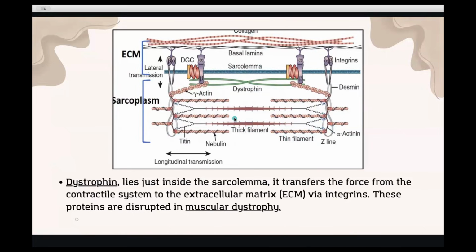I don't want you to overwhelm yourself with the complexity of this cell. I just want you to see over here this protein called dystrophin. So what I want you to understand is that the dystrophin is a protein that is located underneath the sarcolemma. And why is it important? This protein is going to transfer the force from the contractile system over here. So this is the contractile system. It will transfer the force from the contractile system and give it to the extracellular matrix. So this is what's going to allow the contraction of the muscle. Now, there are many diseases where this protein is disrupted, and we're going to go through them in your clinical lectures.